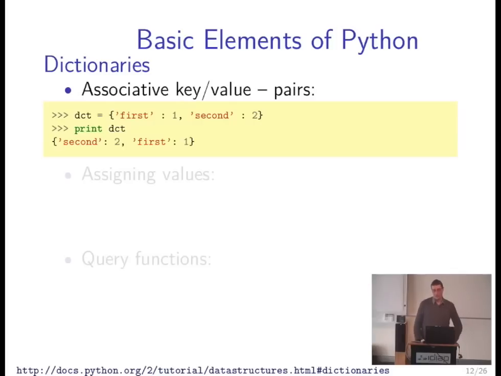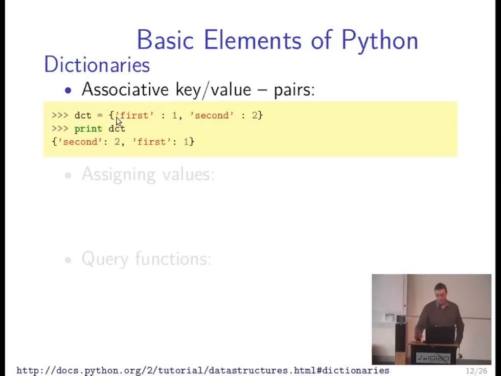The next data type that you will quite often use in Python is the dictionary, which is similar to a list, but instead of indexing with integral values, you can index it with basically everything. A dictionary is an associative list of key value pairs.